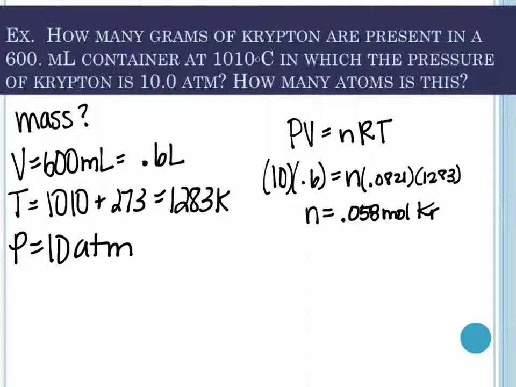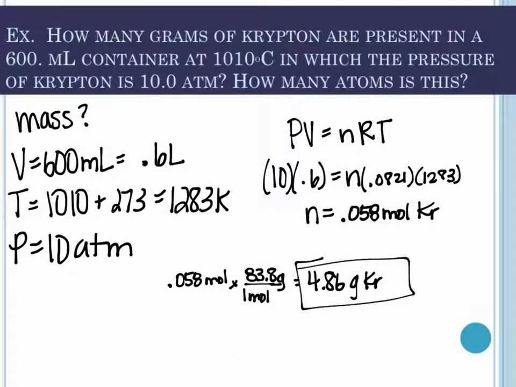Yep, so we can't stop there because that's not what the question asks. The question asks for grams. So we have to convert moles to grams. So 0.058 moles, and we need to use the molar mass. For every 1 mole of krypton, we have 83.8 grams. So what is that? 4.86 grams of krypton.